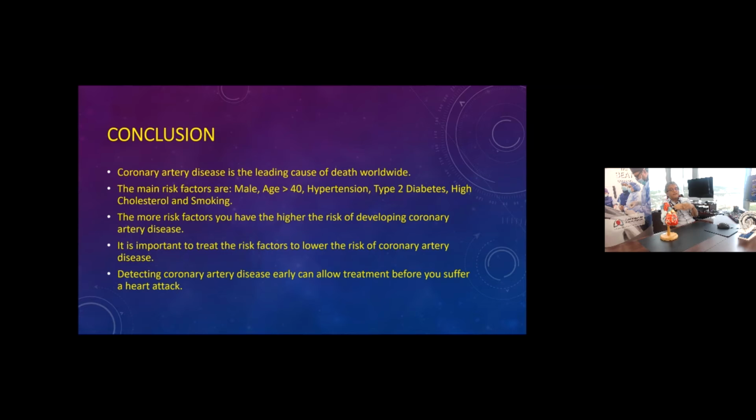It's important that you find out whether or not you have these risk factors, and if you do, you need to treat them, because treating them will lower the risk of heart disease and prevent you from getting a heart attack. And then finally, if you are worried, you should go and do the test so that we can find out if you have any coronary disease and we can address it before you develop a heart attack.